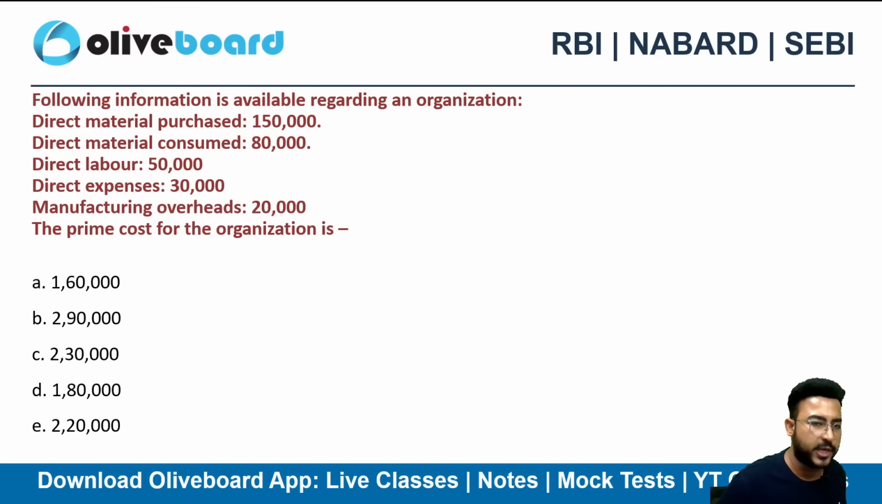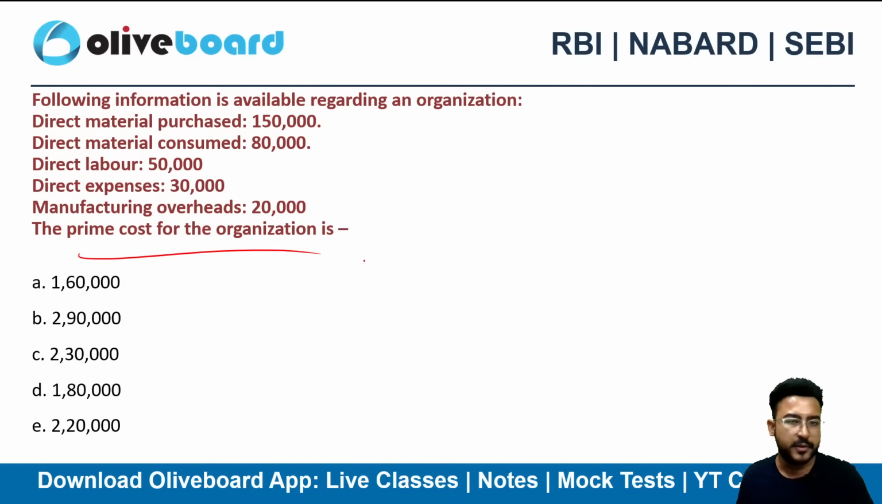Acha, tell me this one, you need to just calculate prime cost. There are certain figures given in the question, there are certain elements that they have given in the question, you need to just calculate the prime cost. Quickly tell me what should be the prime cost here.